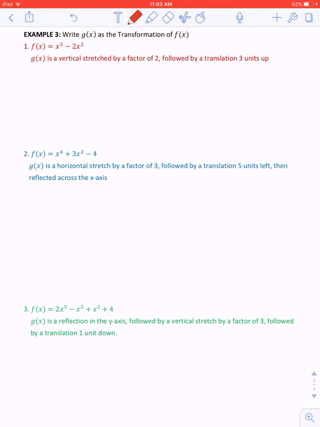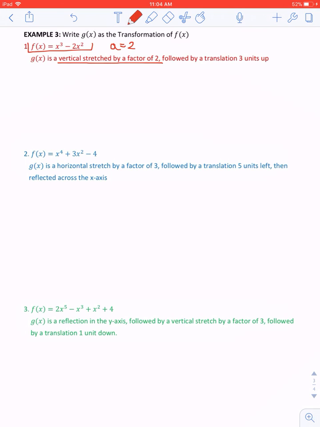So we're given f of x as our first function, and we're given a list of instructions on how to write the rule for g of x. So we are going to transform this. My first function is x cubed minus 2x squared. g of x is a vertical stretch by a factor of 2. Okay, so a is 2.